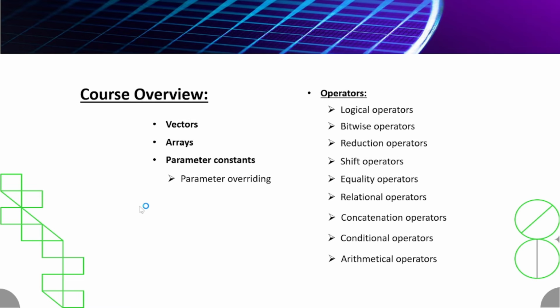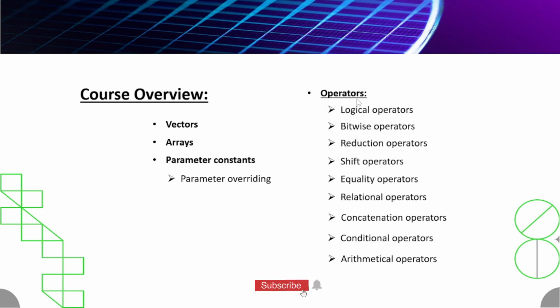Let's quickly look at the course overview for this part of the Verilog HDL course. First, we will start with vectors. Here, you will understand how to declare multi-bit signals and how they are used in real digital designs. Next, we will move to arrays, where we learn how to store multiple values efficiently in Verilog. After that, we will discuss parameter constants, and parameters help us write reusable and scalable designs. And we will also see parameter overriding with examples.